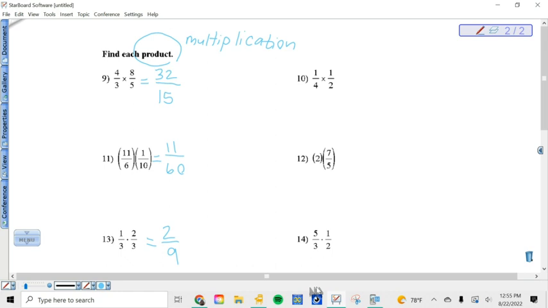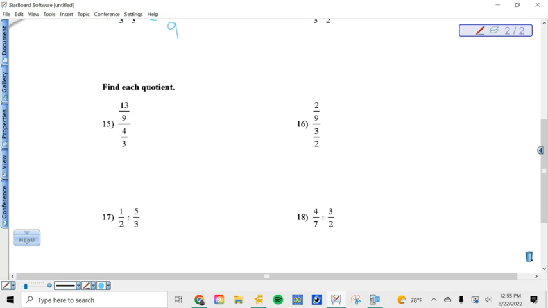Find the, what's that last section say? Find the quotient. What does quotient refer to? Division, right? And what's my little rule for when I'm dividing fractions? Yeah, keep, change, flip. Okay, so let's look at number 17 first and then we'll go back to 15. So I'm going to keep the first fraction, change the division symbol, and flip the second fraction.